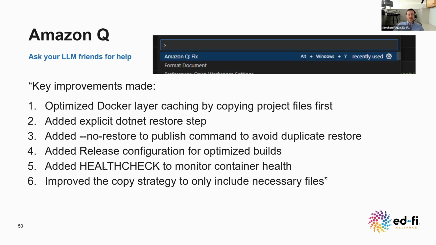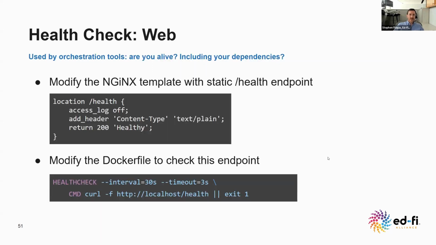The health check, that's a really interesting one. I wanted to zoom in on this health check that was suggested by Amazon Q. So the orchestration tools like Docker Compose or Kubernetes and OpenShift, all these different tools, they will monitor: is your application up and running? You have to define what healthy up and running looks like. So we can add a health check over in the web server. In Nginx, we can just simply add an endpoint called health that statically returns the word healthy as plain text.